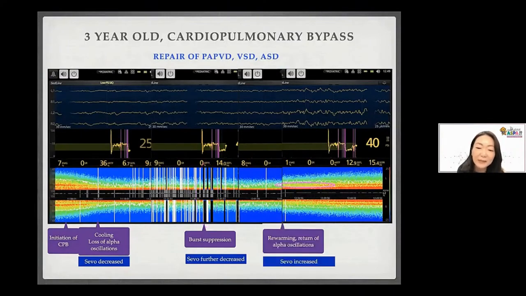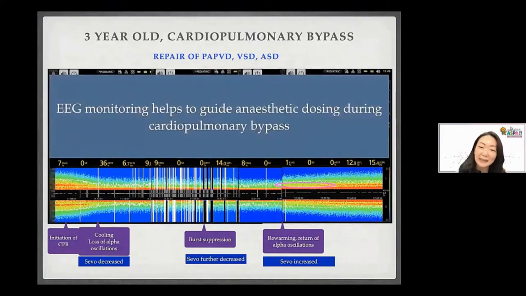And then subsequently, with rewarming, okay, we can see here the return of the alpha oscillations. And at this point, we knew the patient was getting lighter, and we increased the sevoflurane while on pump. Okay, so it's pretty interesting. Here, EEG monitoring helps us to guide anesthetic dosing during cardiopulmonary bypass. And we do that routinely now for our patients. And often I find myself having to give a patient extra dose of midazolam when the patient is getting lighter, or if they're in burst suppression, maybe occasionally even turning off the sevoflurane altogether.